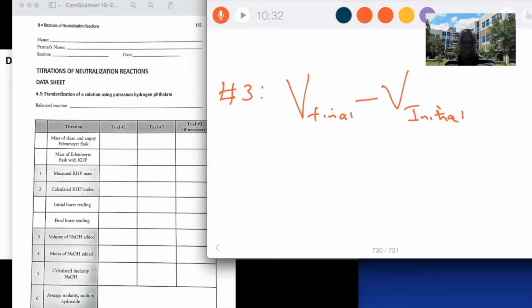So you're gonna have that for line 3, and of course the units will be in ml. Moles of KHP equals the moles of NaOH.